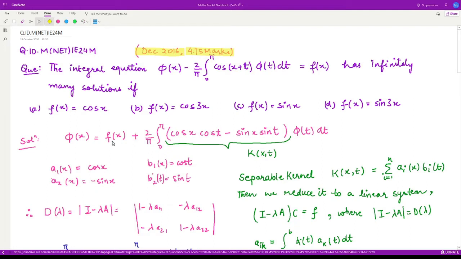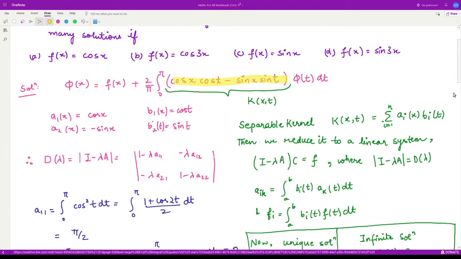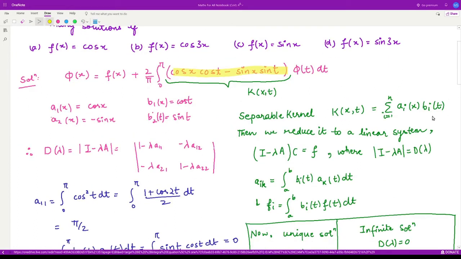So clearly you can see that this integral equation is an inhomogeneous, or non-homogeneous, integral equation of the second kind having a kernel of this form. You can expand cos(x+t) as cos x cos t minus sin x sin t. Now you see that this kernel is a separable kernel. Separable means the kernel is written as a summation of terms like a_i(x) and b_i(t), where a_i are just functions of x and b_i are just functions of the variable t.